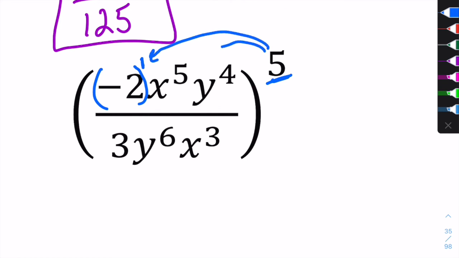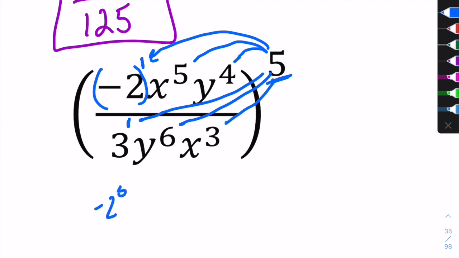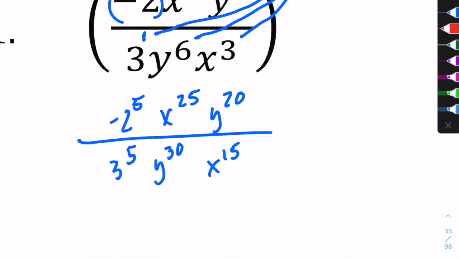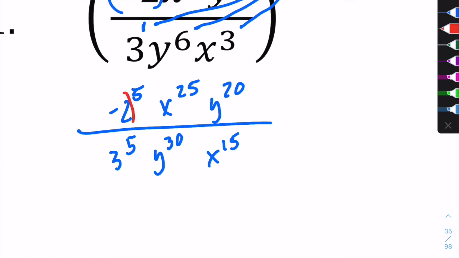So it's going to go to the 1 exponent, the 5 exponent, the 4 exponent. It's also going to go to the 1 exponent of the 3, the 6 down there, and the 3 down there. Whoo-wee! A lot of work for that 5 out there. So it's negative 2. Don't forget my parentheses. Go back, get my parentheses. X to the 25th, y to the 20th, over 3 to the 5th, y to the 30th, x to the 15th. There it goes.